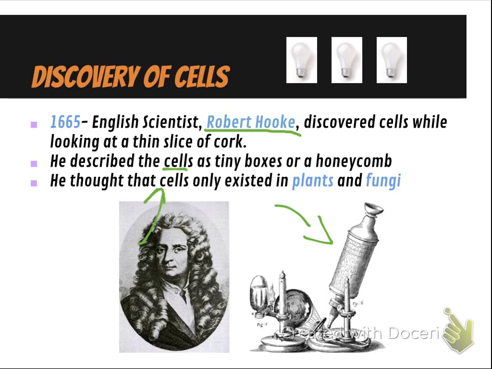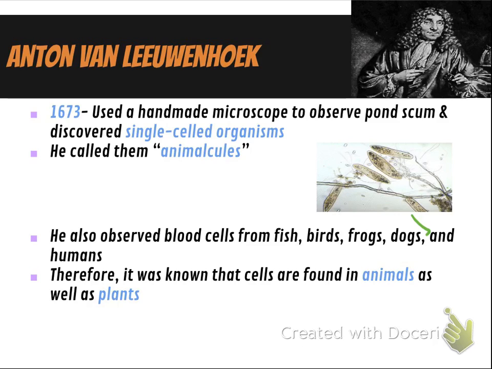The reason they were given the name cells was because they reminded Robert Hooke of the little cells or little rooms that prisoners were put in. In 1665, after looking at this, he only thought that cells existed in plants and fungi. So we really didn't get into animals yet; he hadn't looked at human cells or any cells like that. Now, moving forward in history, let's talk about Anton van Leeuwenhoek.